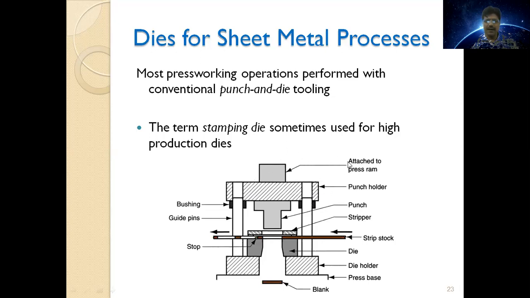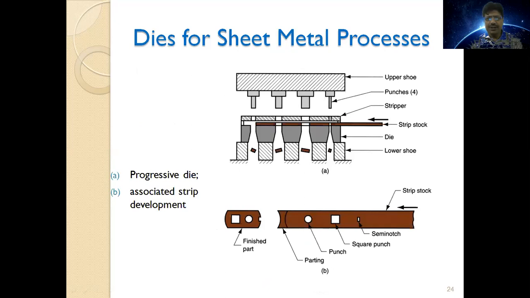You can see attached to the press arm, the press holder, punch, this is the stripper, and this is the strip stock. This is basically the raw material. This is the die, then the die holder, then the press, then the die. Once the punch comes down and hits, it creates the cavity like this. When the pedal is pressed, the punch holder is released and it comes down instantly on the sheet metal and creates a cavity. So these are dies for sheet metal processes.